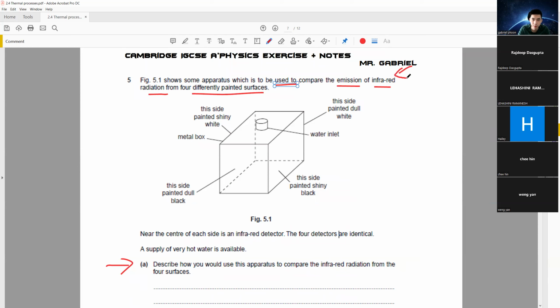Yet again, you see the word infrared, which means they're trying to see which one is hotter. And then there's 4 different surfaces. One is dull black, one is shiny white, one is shiny black, one is dull white, which is quite redundant, I would say. Near the center of each side is an infrared detector, and the 4 detectors are identical. So basically, an infrared detector is just a thermal gun, to measure how hot each side is.